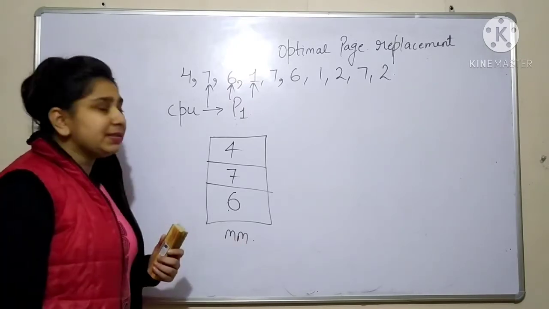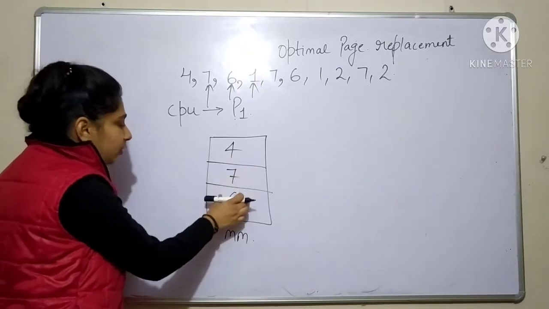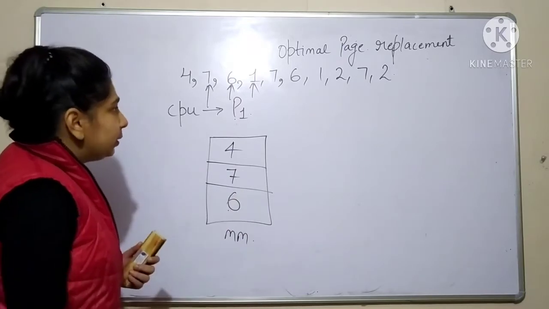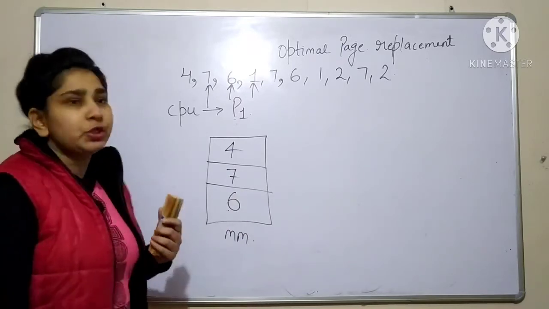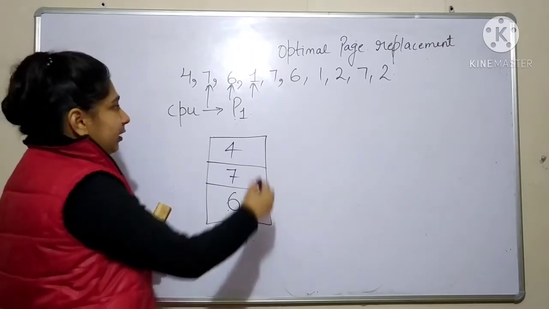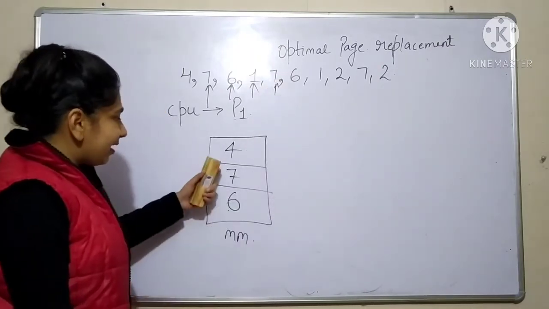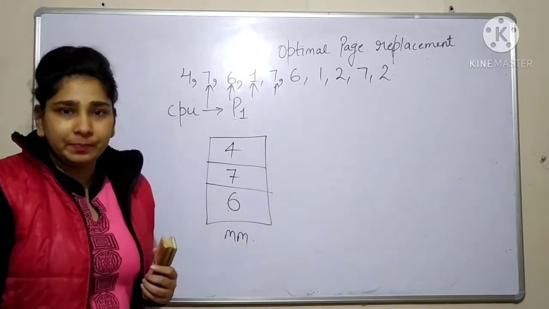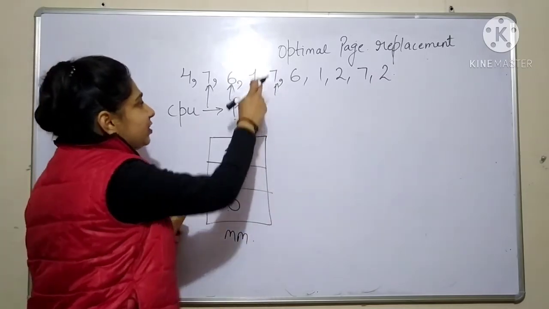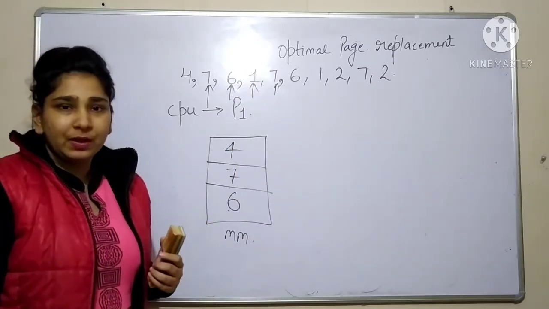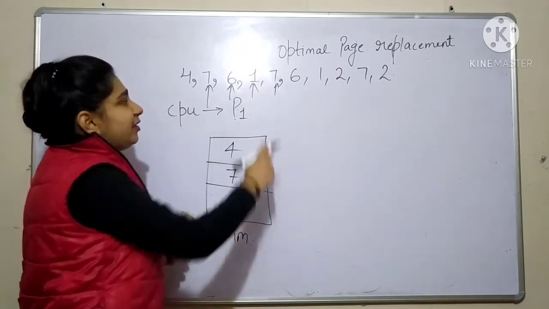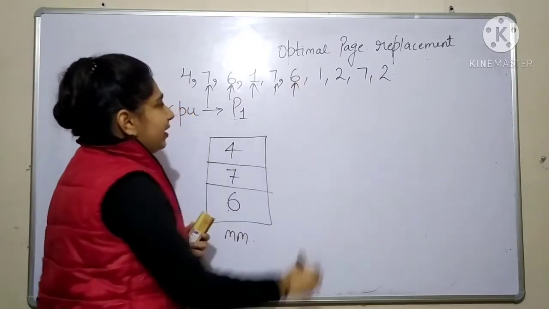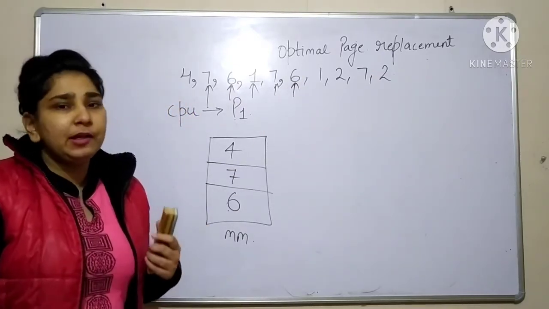So the question is, which page should I swap out of the main memory? If you look, we are trying to check the future. If you look at the 7th page present in the main memory, we need it in the future. This 7th page is very close to the first page. What does it mean? We need this 7th page in the near future. Next we have the 6th page. The 6th page we also need in the future.